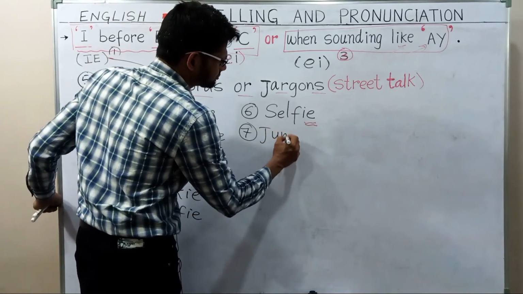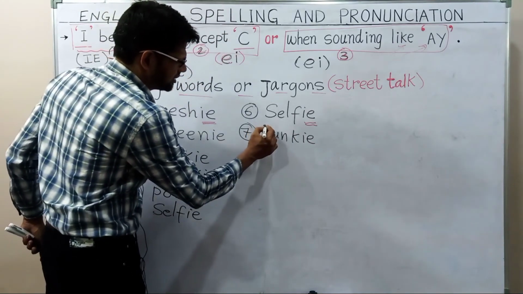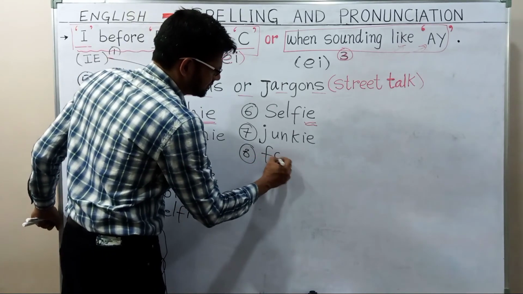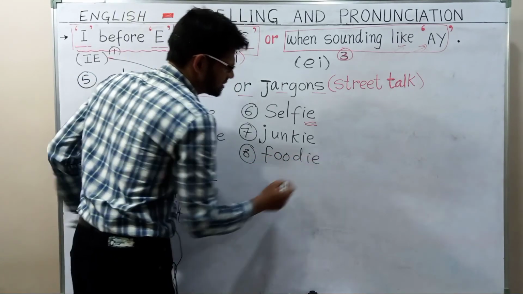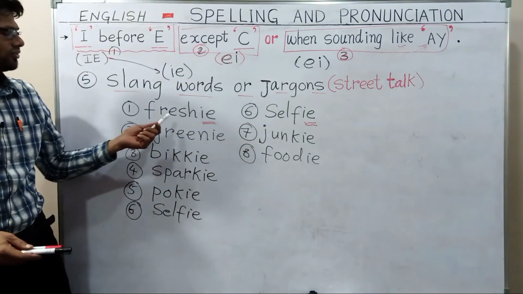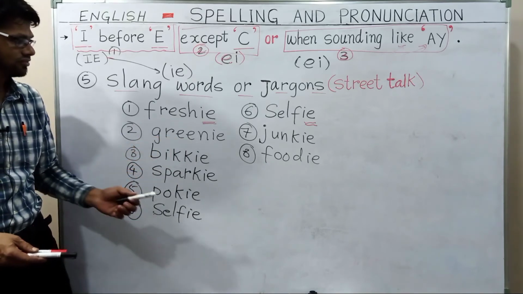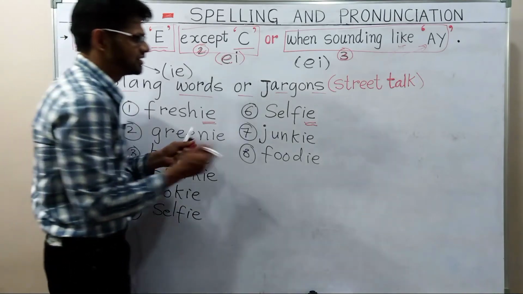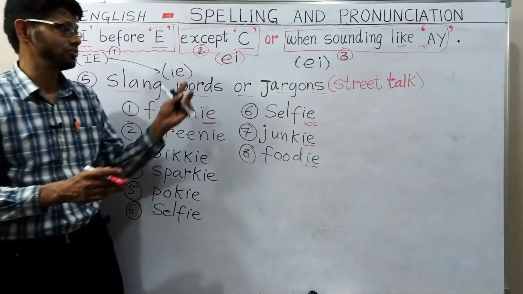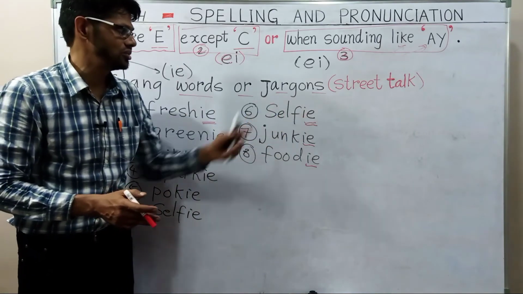And if I write more words, for example junkie, J-U-N-K-I-E, junkie. For junkie also we can use the word, and foodie. So these are a few examples which I have taken for you: selfie, junkie, foodie, freshie, greenie, bicky, sparky, pookie. You can notice that everywhere they follow I-E. So these are the jargons or slang words. They are very informal words in which we use I-E as the last two letters.